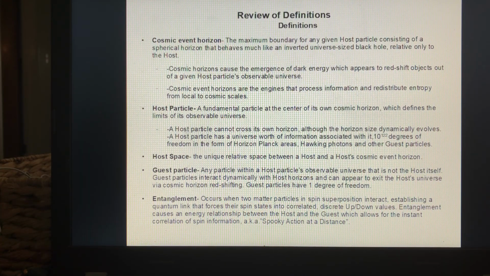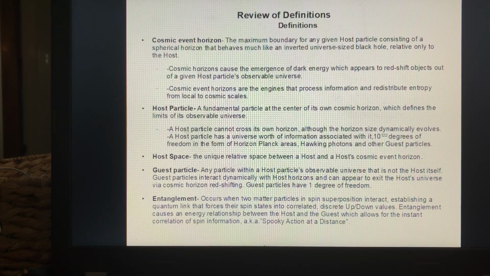A host particle is a fundamental particle at the center of its own cosmic horizon, which defines the limits of its observable universe. A host particle cannot cross its own cosmic horizon, although the horizon size dynamically evolves. A host particle has a universe worth of information associated with it, 10^122 degrees of freedom, in the form of horizon Planck areas, Hawking photons, and other guest particles.